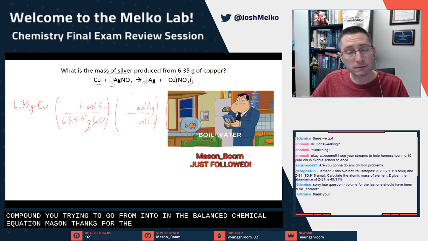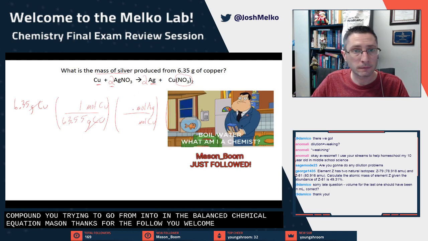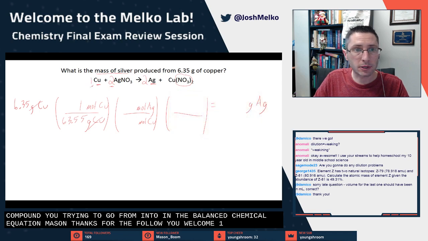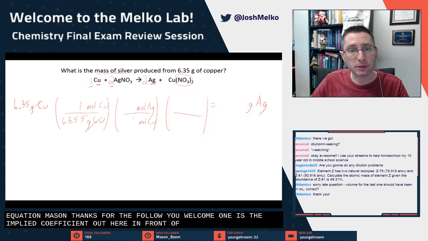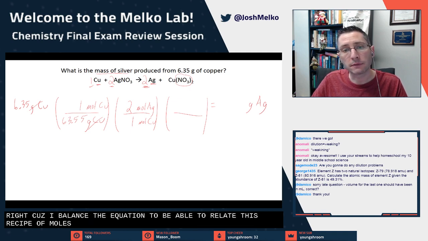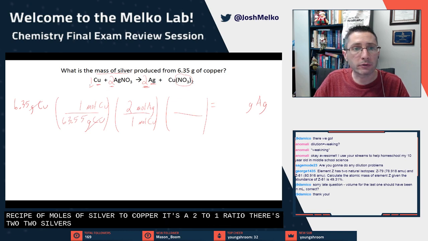Mason, thanks for the follow. Appreciate you. Welcome. There's 1 as the implied coefficient out here in front of copper. There's 1 mole of copper for every 2 moles of silver, right? I balance the equation to be able to relate this recipe of moles of silver to copper. It's a 2-to-1 ratio. There's two silvers made for every 1 copper and 2 silver nitrates.